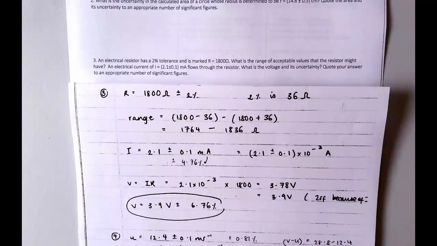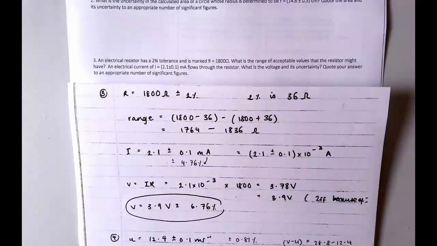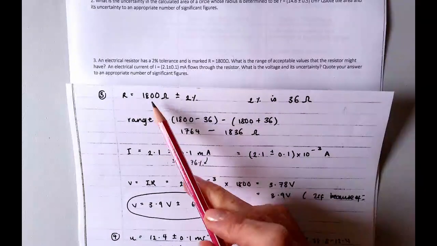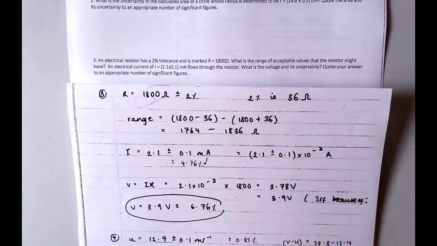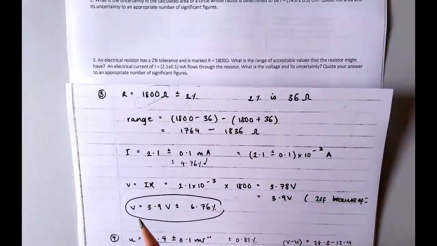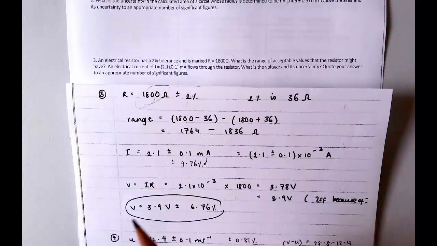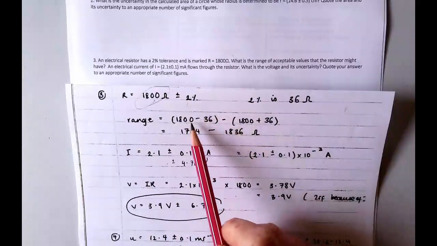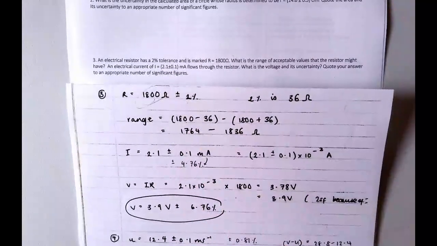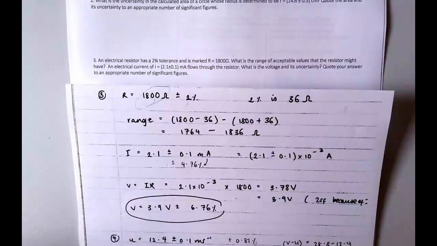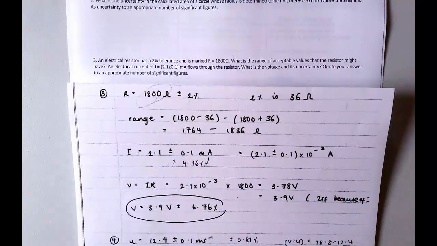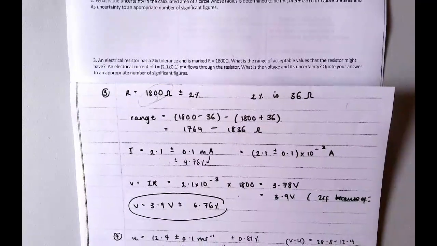So what this means is when we buy resistors from factories and companies that make them, they can state to us that this is the resistor that we're buying, but that it could be plus 2% or it could be minus 2%. So therefore, it may actually be as low as 1764, or it could be as high as 1836. Okay. So that's what we mean by the tolerance.